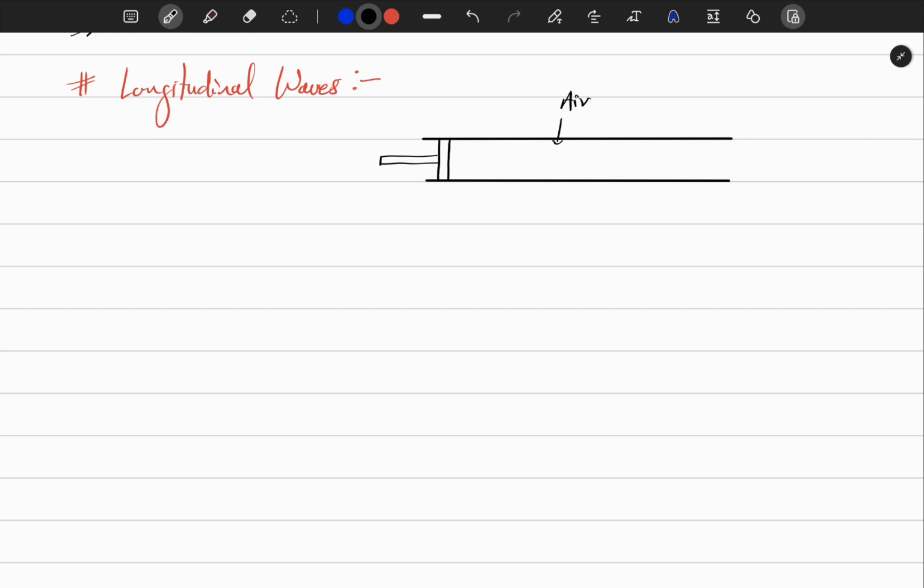We can set up a sound wave in this air filled pipe just by moving this piston. Okay, this is a piston. We can move it back and forth, and we can generate a sound wave in this air filled pipe.